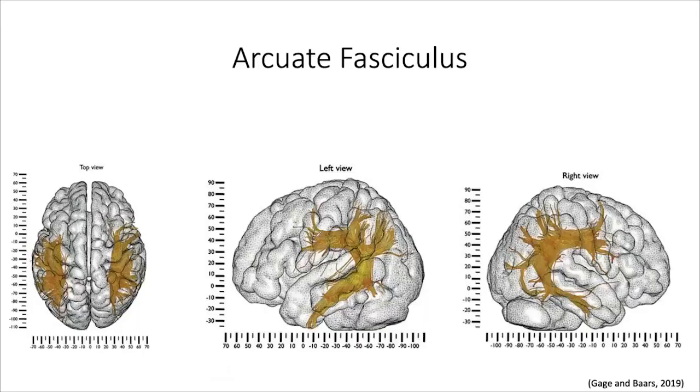The last piece is about a really interesting white matter pathway. It's called the arcuate fasciculus. Why is it called arcuate? Because it's something like an arc. How does it work? It is basically connecting the Broca area to the Wernicke area.